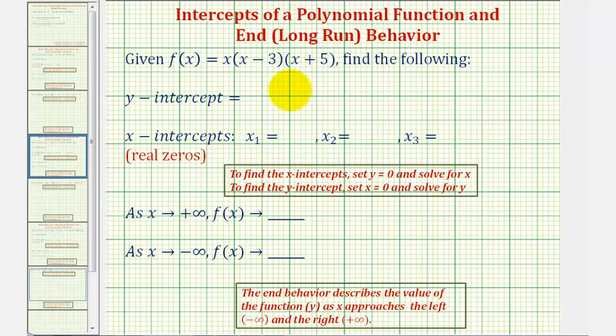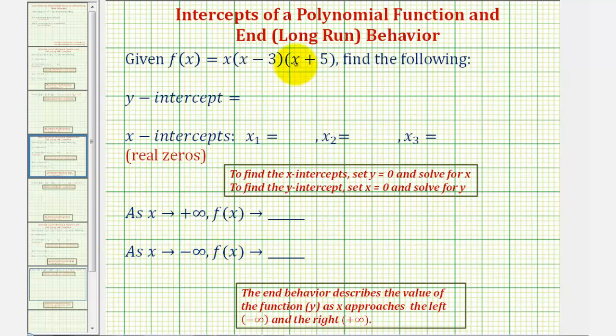In this example, we're given a polynomial function in factored form and asked to find the y-intercept, the x-intercepts, which could also be referred to as the real zeros or real roots of the polynomial function, and then also asked to describe the end behavior using this notation here.